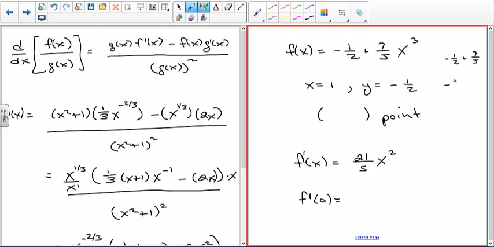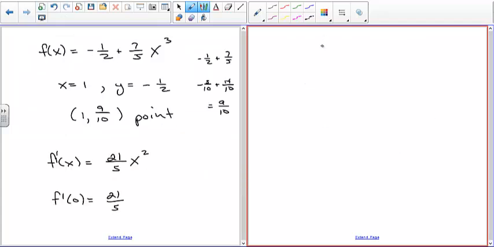So that's going to be -5/10 plus 14/10. I multiply the numerator and the denominator by 5 and by 2. So you get 14 minus 5 is 9/10. So the point is 1, 9/10. And if we plug 1 in here, we'll get a slope of 21/5.